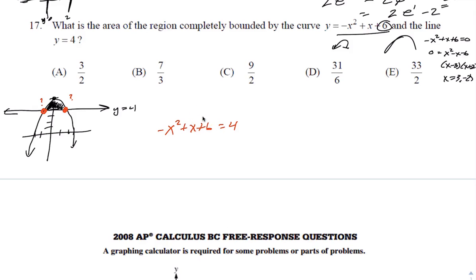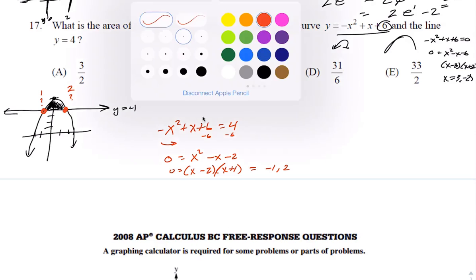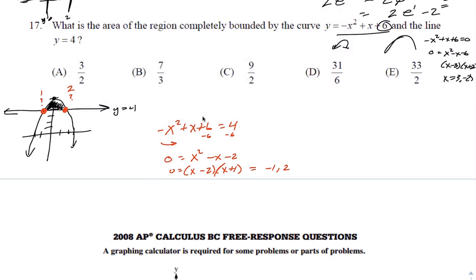Set equal to 0. So I'm going to move everything to that side. I don't like having negative x squares. So I'm going to get x squared minus x minus 2. Factor it. x minus 2, x plus 1. So I get x equals negative 1 and 2. So those are my limits. So now we've got to integrate that guy from negative 1 to 2.